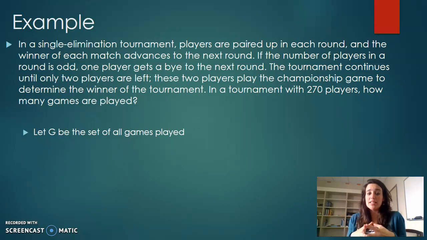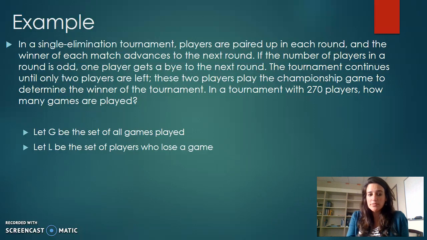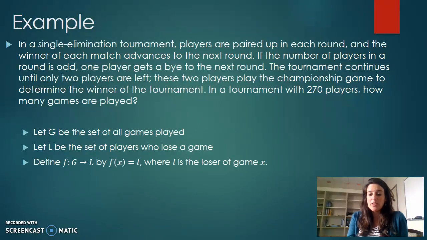Well, let's let G be the set of all of the games played, and let L be the set of players who lose a game. We can define a function that goes from G, the set of all games played, to L, the set of all players who lose a game, defined by f of x equals L, where L is the loser of game x. So make sure you understand the function. We're inputting games and outputting losers. So we're outputting the loser of game x.